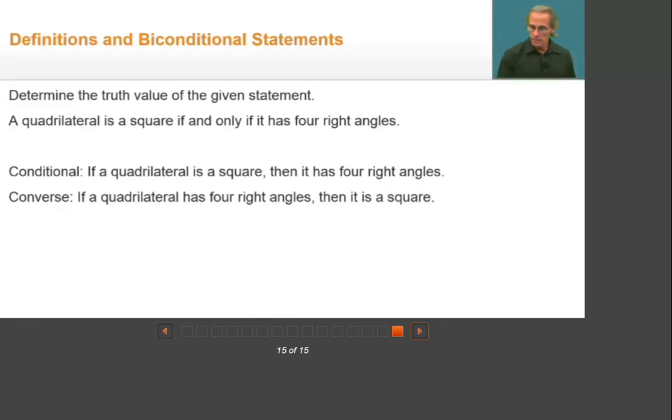I'm going to add in and all four sides are congruent. A definition is only good if both the conditional statement and its converse are true.